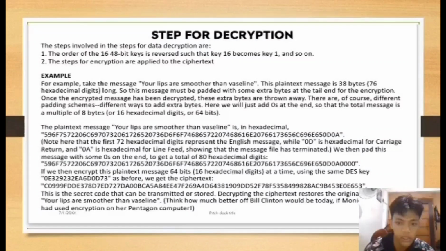There are, of course, different padding schemes, different ways to add extra bytes. Here, we will just add zeros at the end so that the total message is a multiple of 8 bytes, or 16 hexadecimal digits, or 64 bits. Here are some of the examples.